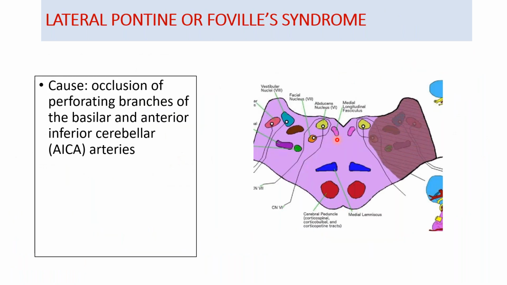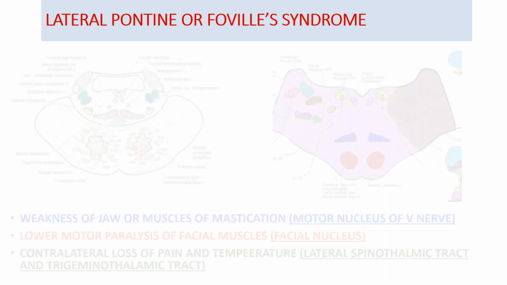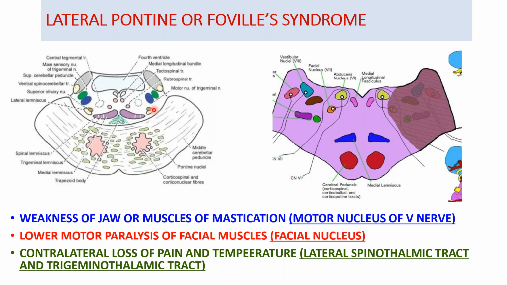Now coming to the lateral pontine syndrome. Lateral pontine syndrome results from occlusion of the perforating branches of the basilar and the anterior inferior cerebellar artery. If that gets occluded, it leads to the lateral pontine syndrome or Fauvel's syndrome. Again, this is the incorrect picture; the previous picture should have been here. I have mistakenly put this picture, but you have to draw that particular diagram in this.